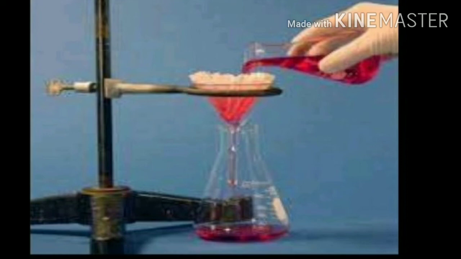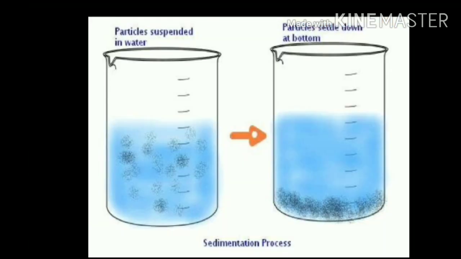Suppose in the first example, soil is mixed with water. Sedimentation means we need to keep it undisturbed for a long time, and two layers form. So let us understand the sedimentation, decantation and filtration methods with one example. Suppose soil is mixed with water, and how could we separate this? First we will see the process of sedimentation.